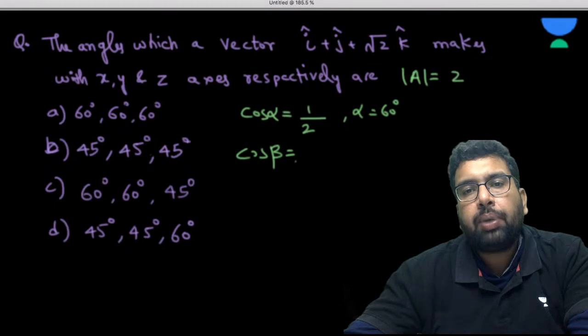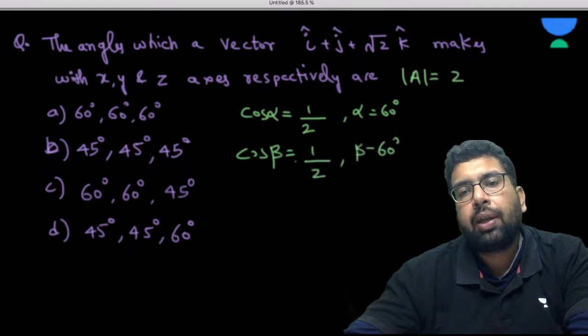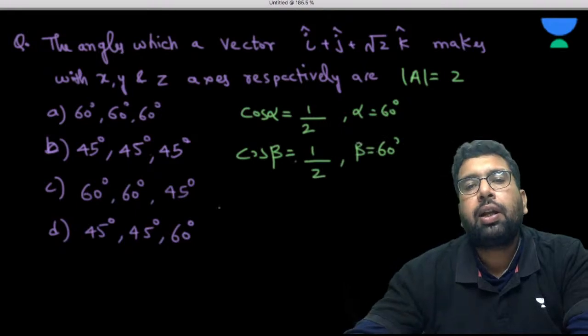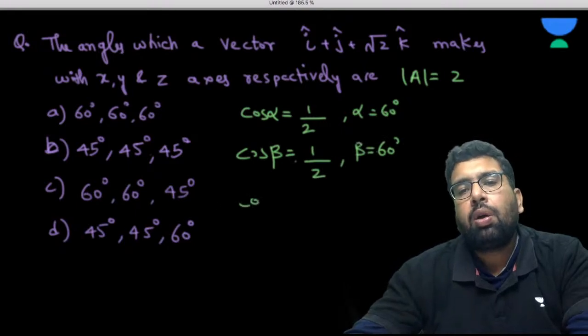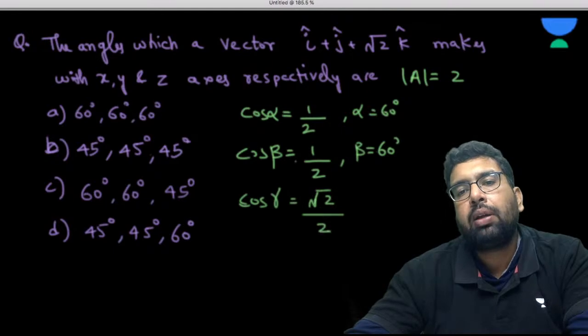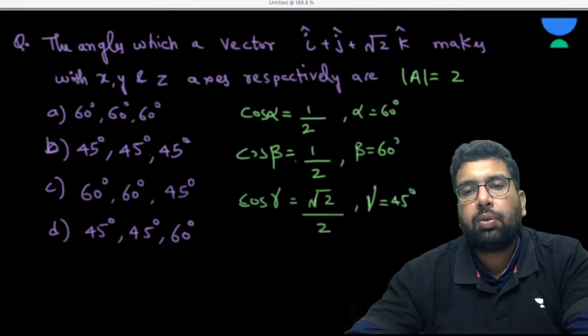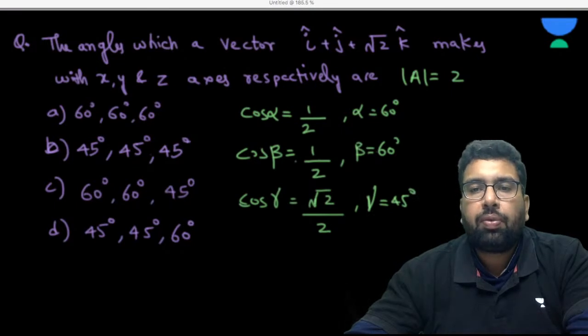So cos beta again is 1 by 2, so beta is going to be 60 degrees. Now we have cos gamma. This is going to be root 2 upon the magnitude. The magnitude of A is 2, so it is 1 by root 2, which means gamma is going to be 45 degrees.